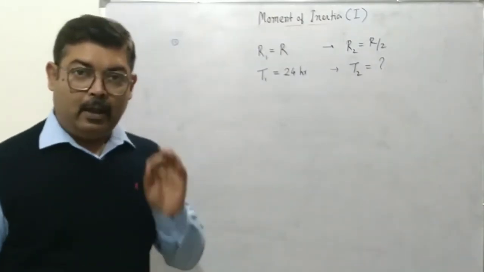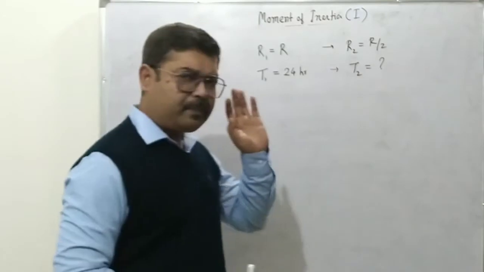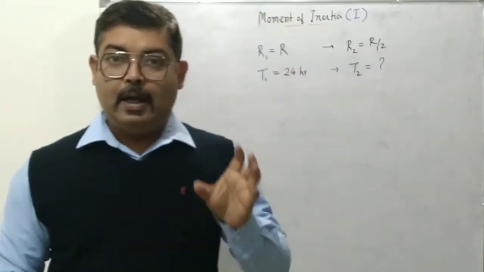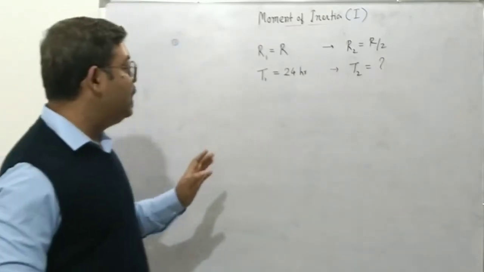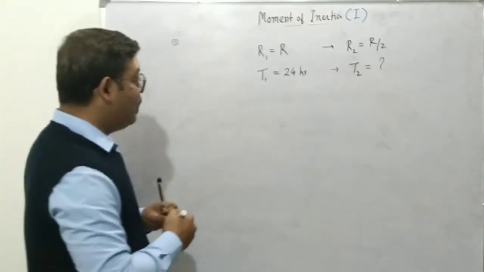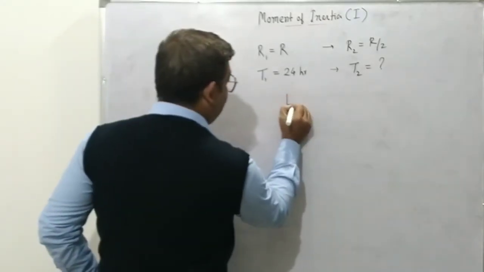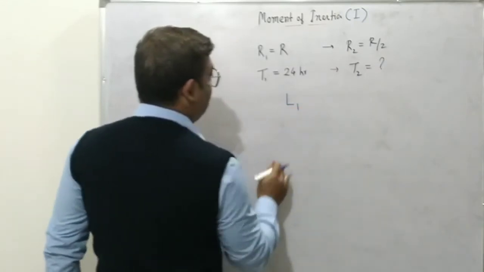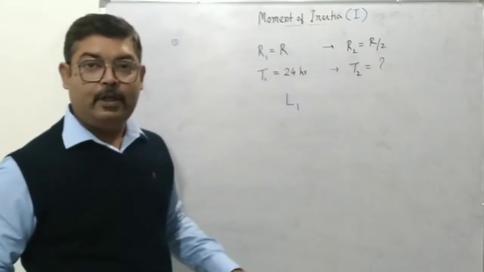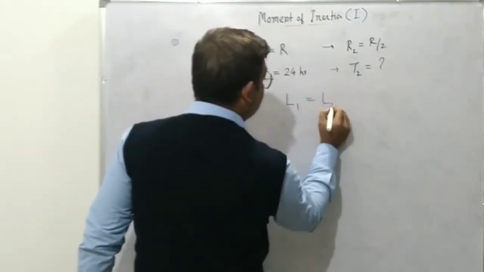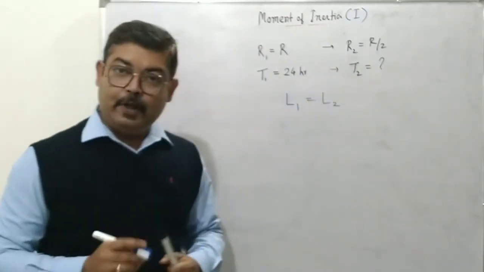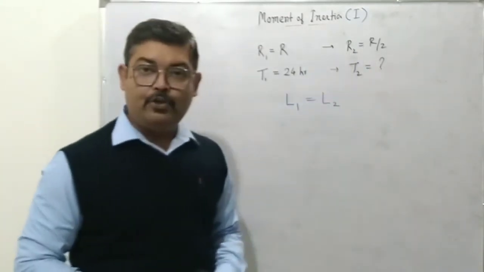Now what we need to notice here is that it says the radius reduces spontaneously without any outside intervention, which means there is no external torque acting on the system. If there is no external torque, then the angular momentum must be conserved. That is, L1, the angular momentum before the radius was reduced, must be equal to the angular momentum after the radius has been reduced to the new value of R by 2.